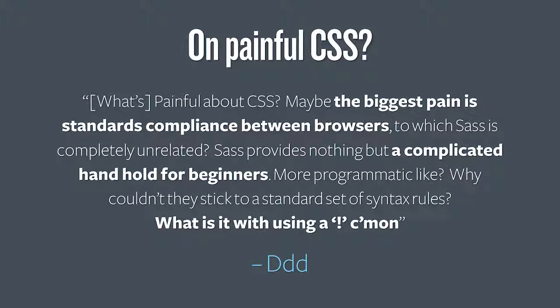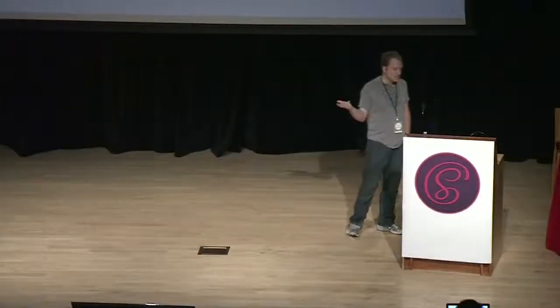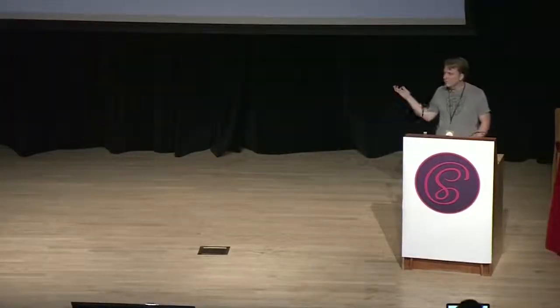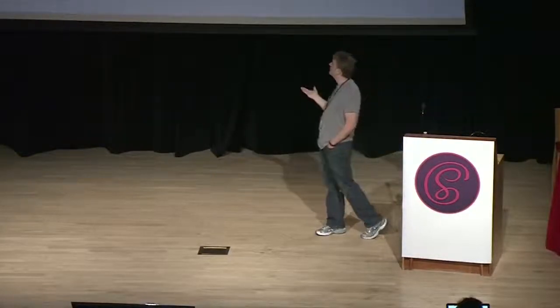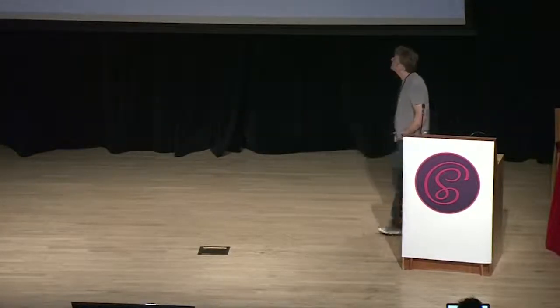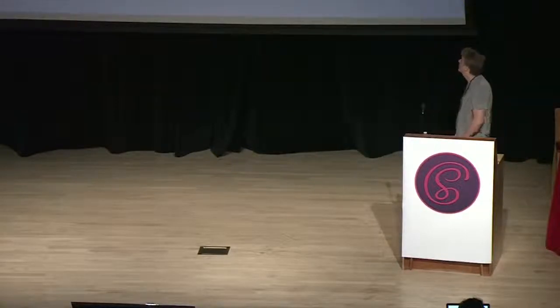He says, Sass provides nothing but a complicated handhold for beginners. More programmatic-like. Why couldn't they just stick to a standard set of syntax rules? At the time, Sass had variables that began with exclamation points, and we didn't have the SCSS stuff, and there was a lot of stuff in the syntax of Sass when I was writing this article that sort of got cleaned up once Sass 3 came along. So this is where we were back in 2011.